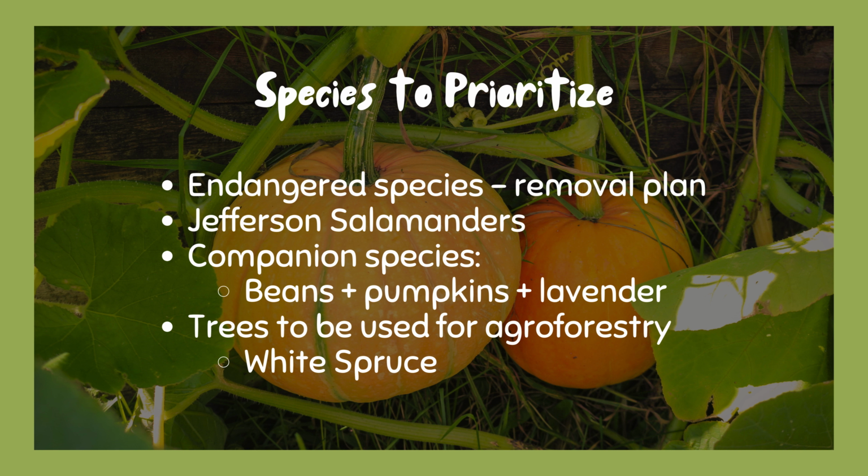We will also focus on the Jefferson salamanders by diverting a few of our irrigation system wells into vernal pools, where the species may thrive. Also, we must prioritize our companion species to ensure that they grow naturally and support each other in the developing soil. Lastly, we will monitor the white spruce we plan to use for agroforestry, ensuring no pests attack the system. If they do, we will advance with integrated pest management plans to maintain its vital portion to our ecosystem.